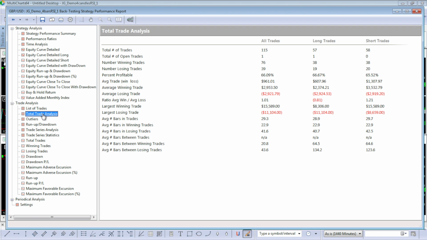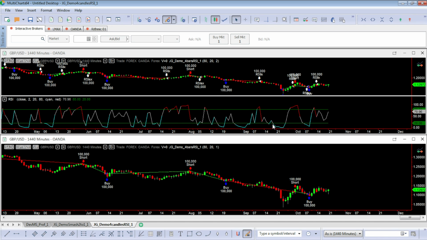Looking at the total trade analysis, we have got fewer trades. Remember, we had a lot more last time. A massive average trade value compared to the quicker exit using the RSI. And the average bars or average days in trade now is almost 30, compared to the 9 using the RSI exit. So if you like to get in and out of trades quicker, that's when using the RSI can be beneficial.